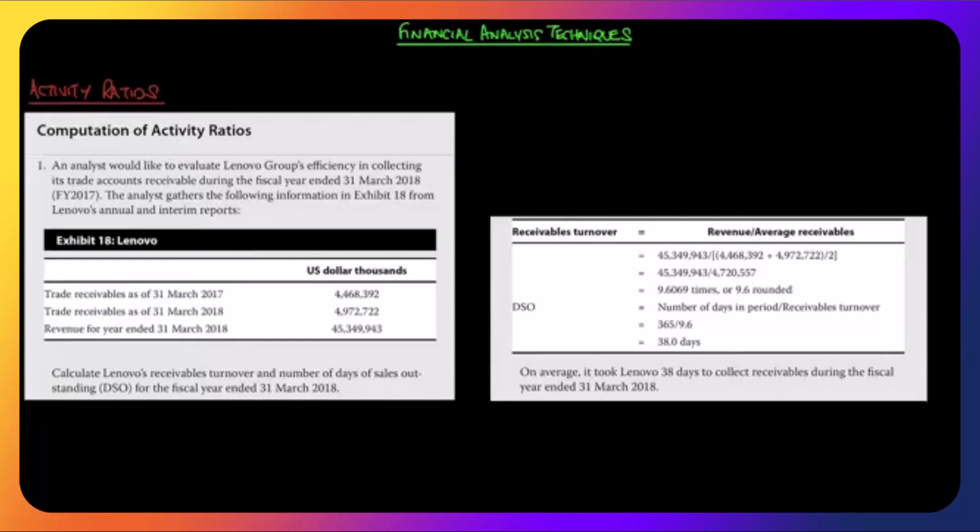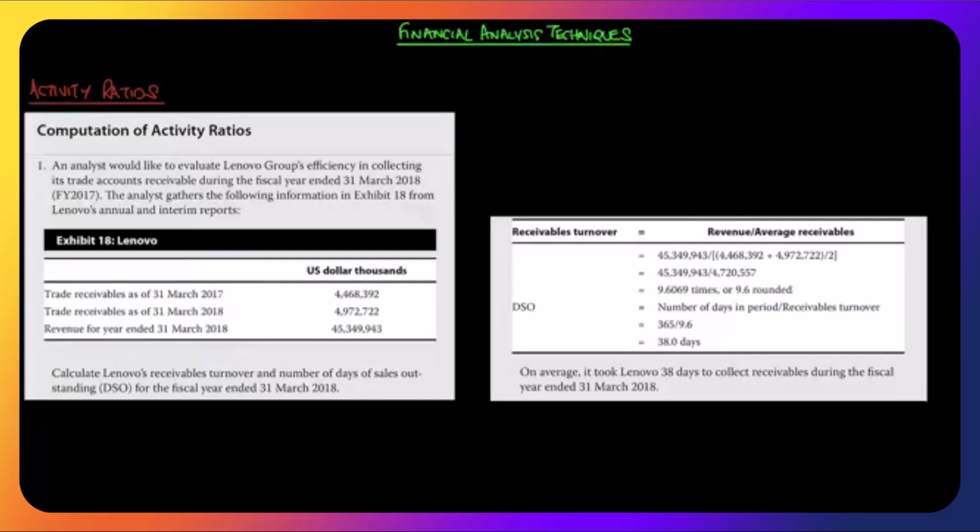First one is a straight computation. And part of the reason I brought this out really is to show you, look how boring this is. Look how frustrating it is, because all you're doing is making a calculation. An analyst would like to evaluate Lenovo Group's efficiency in collecting its trade accounts receivable. How would we do that? Well, we calculate either inventory turnover. No, we wouldn't. We calculate receivables turnover or days of sales outstanding.